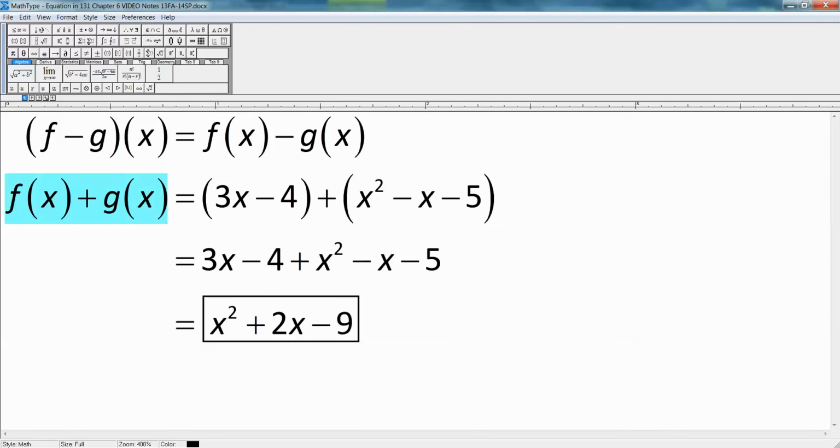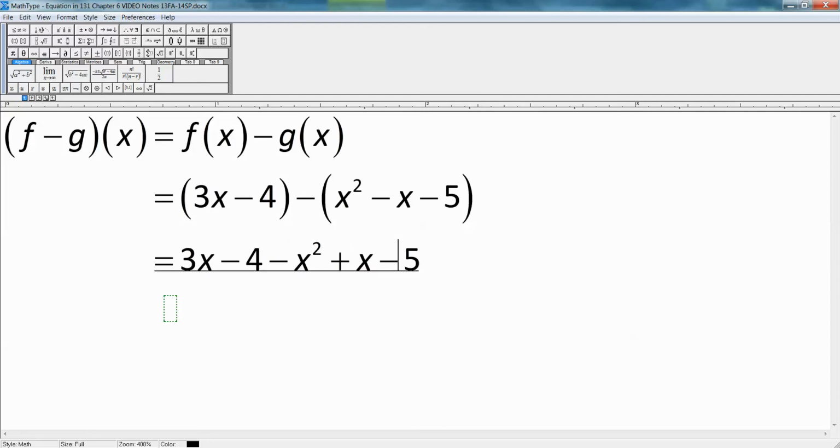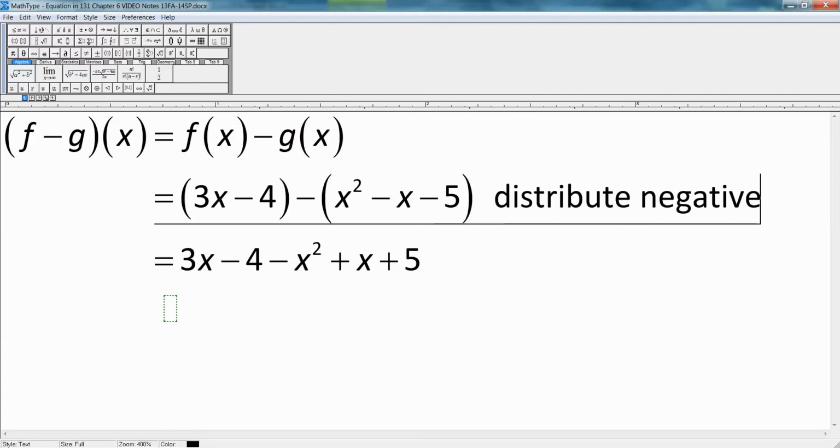All right, so that would be 3x minus 4 minus x squared minus x minus 5. So that's 3x minus 4 minus the x squared plus the x plus the 5. Right, we have to distribute the negative. So you have to make it minus the x squared, minus the minus x, that's plus x, and minus the minus 5, that's plus 5.